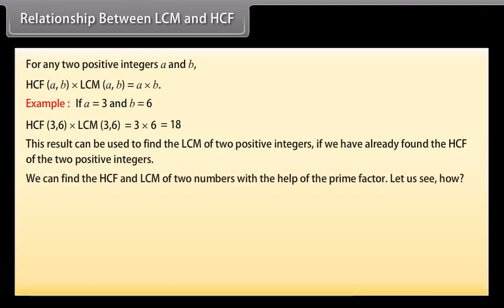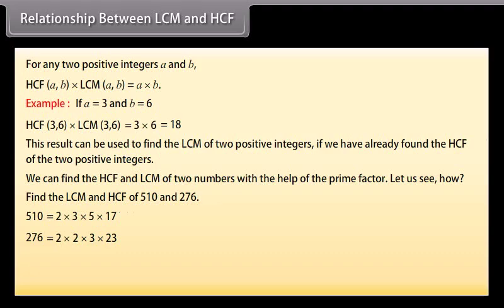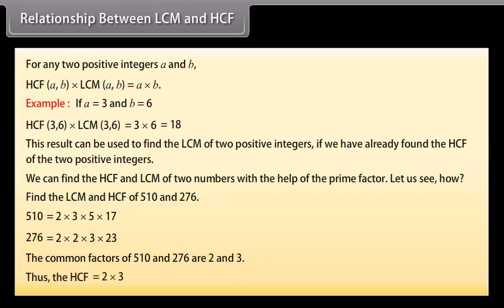We can find the HCF and LCM of two numbers with the help of prime factors. Let us see how. Find the LCM and HCF of 510 and 276. 510 is equal to 2 into 3 into 5 into 17. 276 is equal to 2 into 2 into 3 into 23. The common factors of 510 and 276 are 2 and 3. Thus, the HCF is equal to 2 into 3.